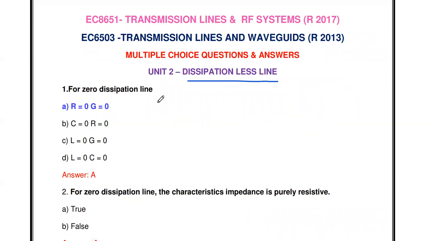First we will see the question for zero dissipation line. Which one is correct? R equal to 0, G equal to 0; capacitor and resistor 0; inductor and conductance 0; inductor and capacitor 0. So for zero dissipation line, the resistance value and the conductance value are 0. Dissipation means power dissipation. So for a zero dissipation line, the power dissipation is 0. That's why the resistance value and the conductance value are 0 for that particular transmission line.